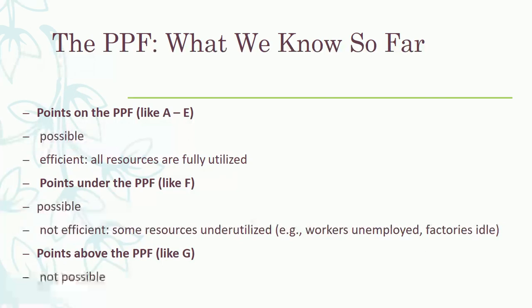Now, points under the production possibility frontier like point F are possible but not efficient. Some resources are underutilized. You have workers unemployed or factories that are idle. And points above the production possibility frontier like point G are not possible.